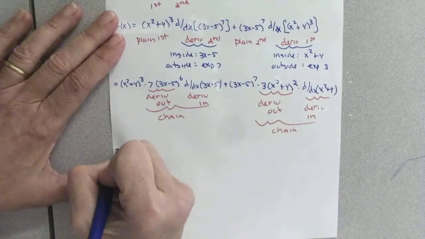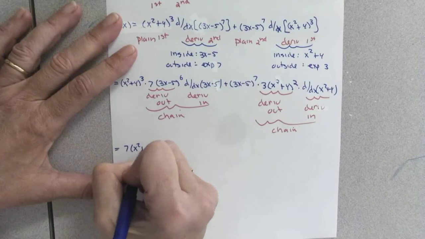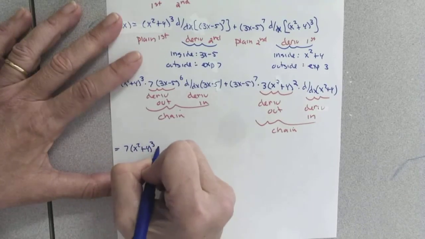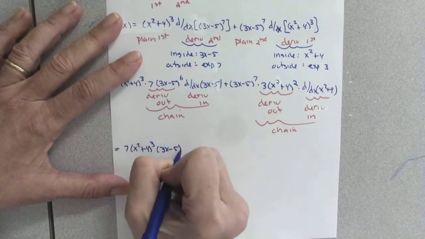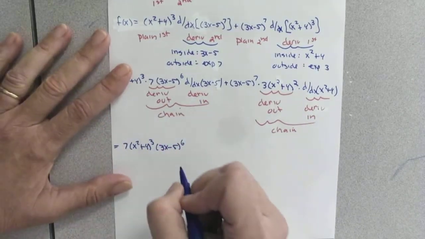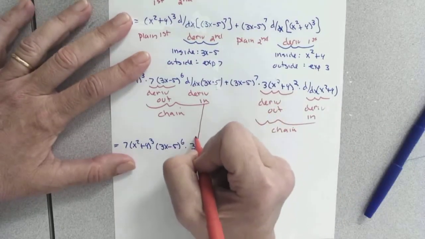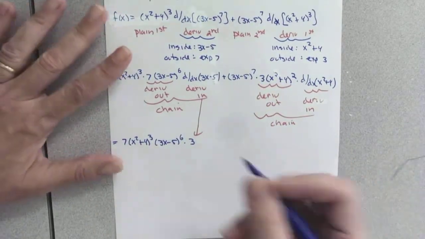So then we're going to keep going on it. I'm going to move that 7 to the front. And so I have x squared plus 4 quantity cubed, 3x minus 5 to the 6. Then that last derivative I need to do, the derivative of the inside, times 3. So that's the derivative of the inside right there.